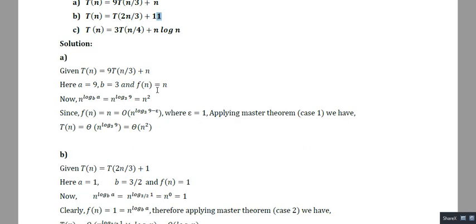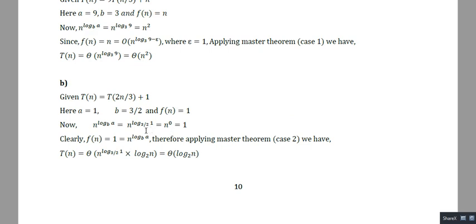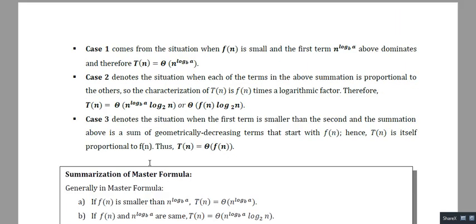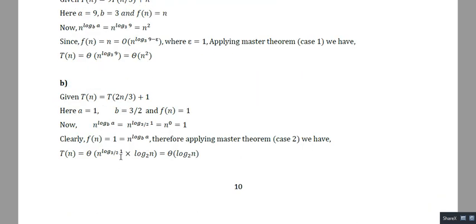So clearly f(n) is equal to n power log a base b. So we have to apply the middle case. So T(n) will be theta of n power log a base b log n base 2. So n power log 1 base 3 by 2 into log n base 2. This log 1 value is 0, so n power 0 is 1, so it will be theta of log n.